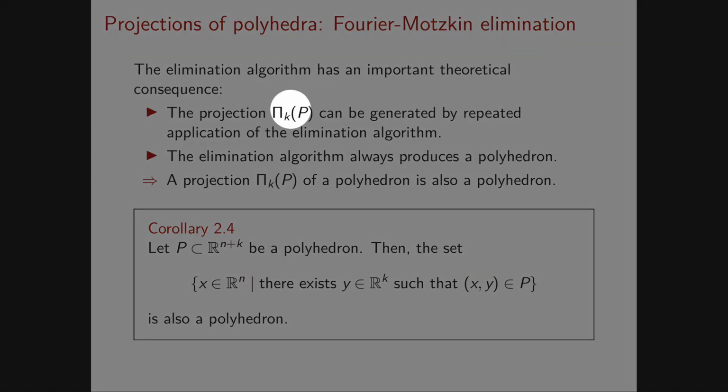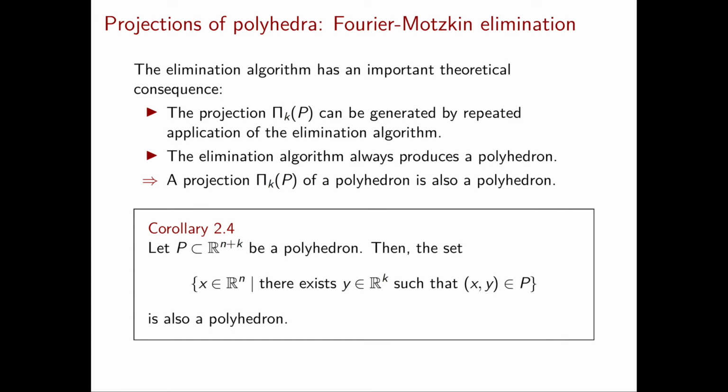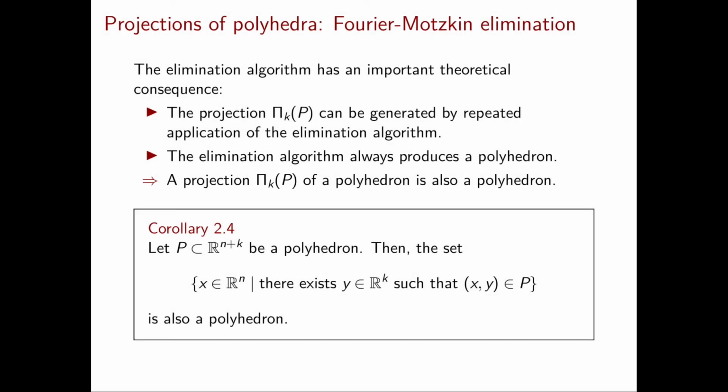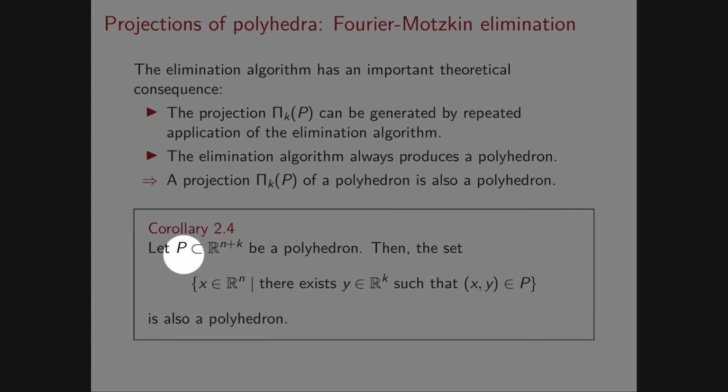Furthermore, any projection pi k of P can be generated by repeated application of the elimination algorithm. These two facts together imply that for a polyhedron P, the projection pi k of P is always a polyhedron for any k. Let's state this formally. Let P be a polyhedron in R^(n+k). Then the projection onto R^n, which is the set of points x in R^n for which there exists a y in R^k such that (x, y) is in P, is also a polyhedron.